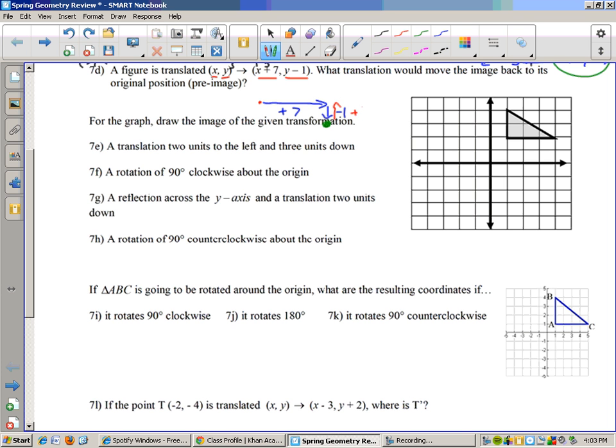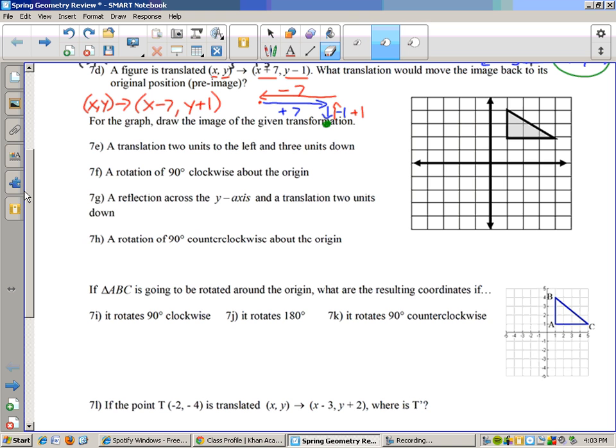Well, I just walk that path backwards. I add 1 to the y, and I subtract 7 from the x. So to get back to the original point, I walk that path backwards, and x comma y becomes x minus 7, y plus 1. You'll notice that basically you just switch the signs. But the reason why you switch the signs is because you're undoing what has been done to it.